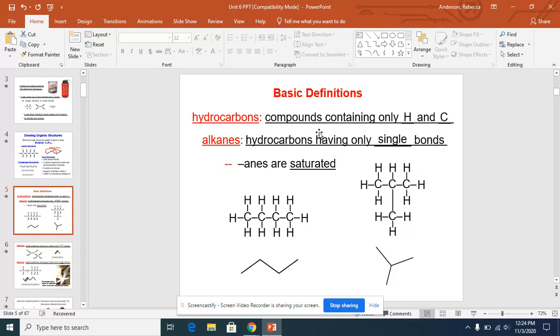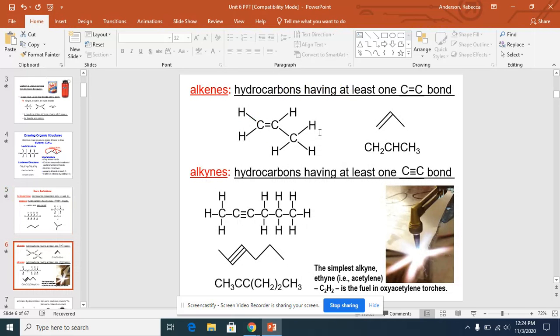So alkanes, single bond, alkenes, double bond, and then alkynes, if you had to make a guess, yep, it is a hydrocarbon that has a triple bond. So if it has a triple bond, it is an alkyne.